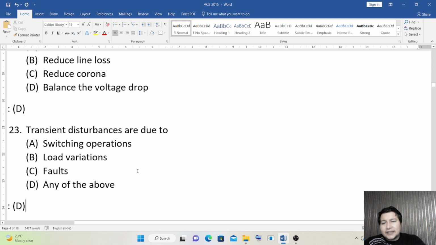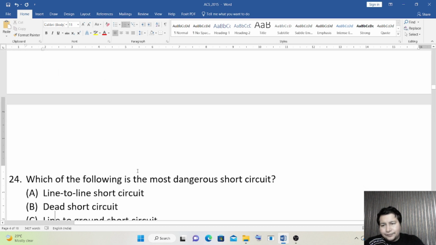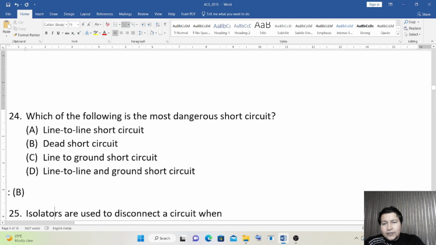Transient disturbances are due to switching operations, load variations, faults, any of the above. So any of the above is the correct answer. Which of the following is the most dangerous short circuit? Line to line short circuit, dead short circuit, line to ground short circuit, line to line and ground short circuit. So the correct option is dead short circuit.